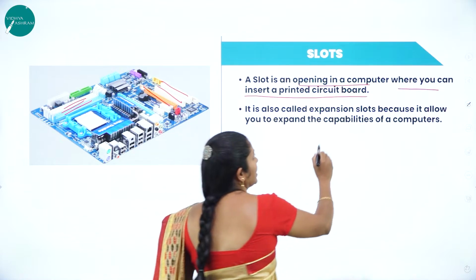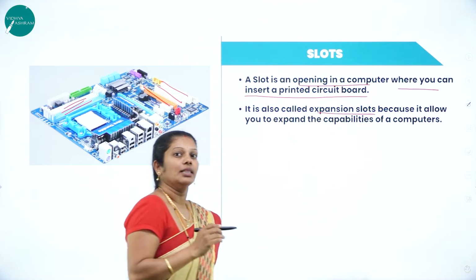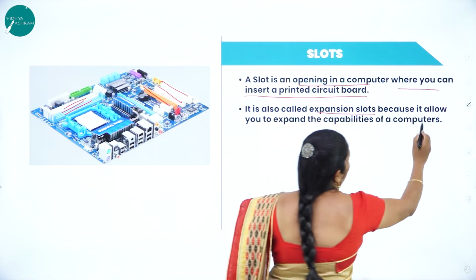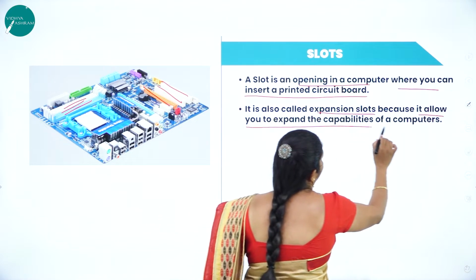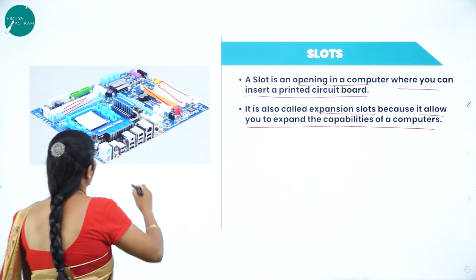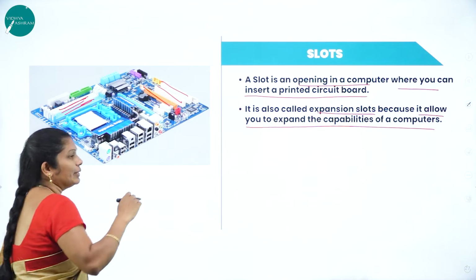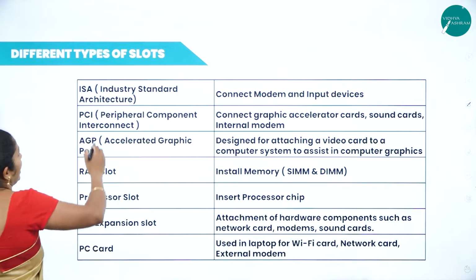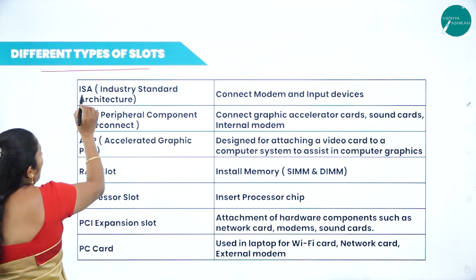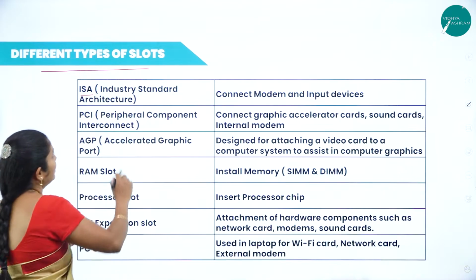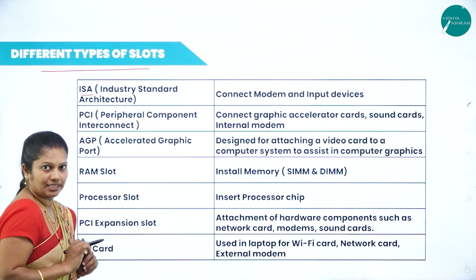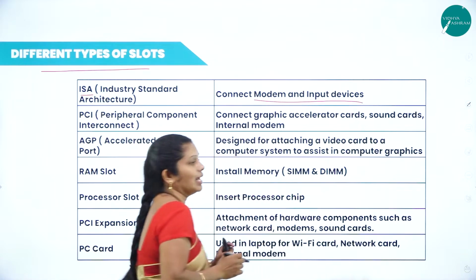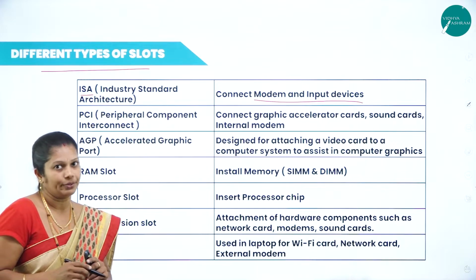It is also called expansion slots because this helps to increase the performance capabilities of the system, since it allows us to expand the capabilities of the system. These are a few expansion slots where we can increase the size, capabilities and performance of the system. When we come to different types of slots, under that we have ISA slots. ISA stands for Industry Standard Architecture. These slots are mainly used to connect a modem as well as some input devices.